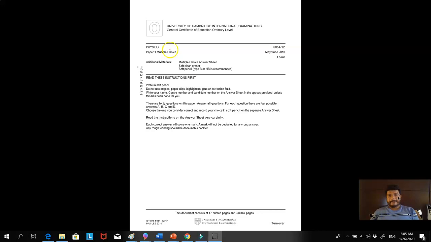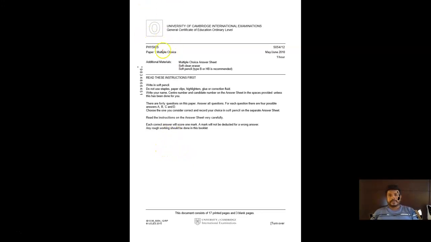IGCSE papers. Here you see General Certificate of Education Advanced Level, that is GCE paper, and here you have 5054. This is the code number. 5054 is the physics code number for GCE. If you are doing IGCSE, the code number is 0625.